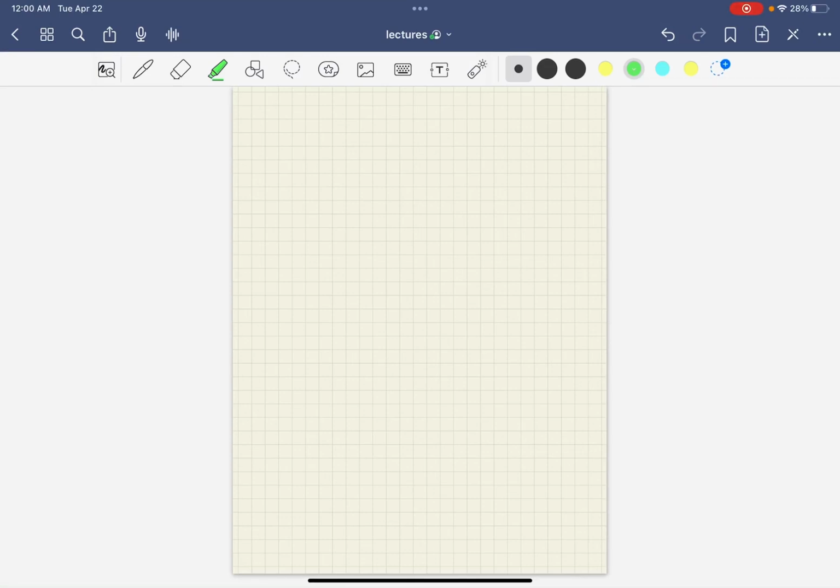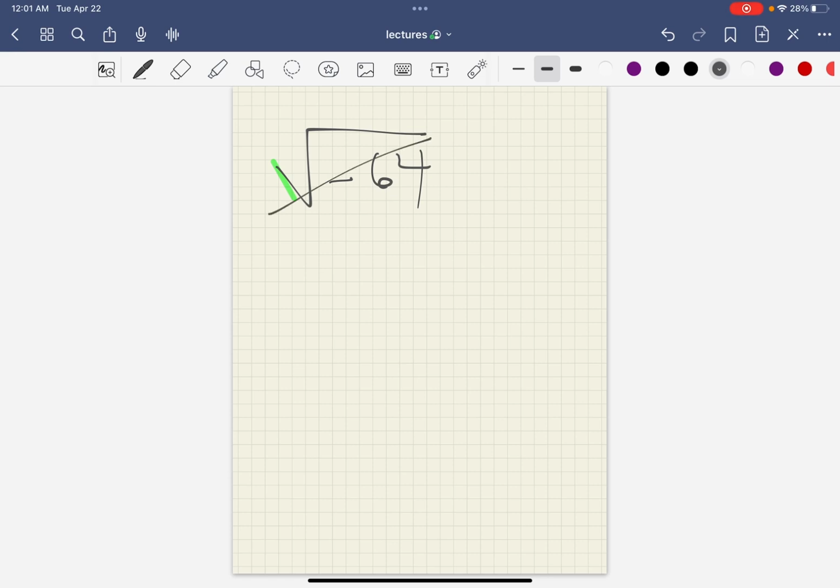Okay, we're on lesson 106 today, and the first part of it is on roots of negative numbers. Now, if I gave you something like the square root of negative 64, we can't do that because there's no number multiplied by itself that's going to give us a negative. So that's not going to work.